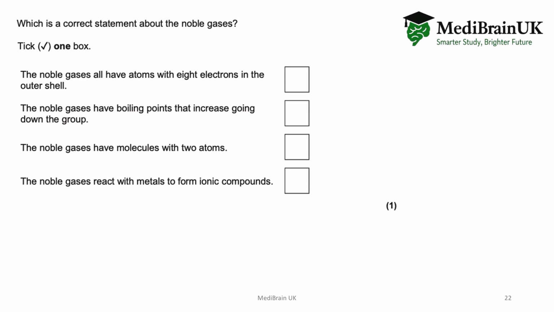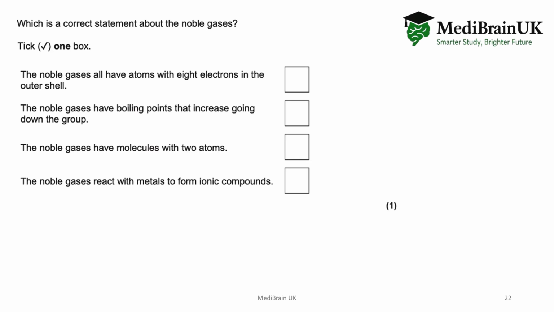Okay, so if we go through the process of elimination, many people get confused with that first point and opt for the first option in that list, that they all have 8 electrons in the outer shell. Now that's not true because the first element at the top of the group, helium, only has 2 electrons in its outer shell because it can only hold a maximum of 2 electrons. So it's not going to be the first option.